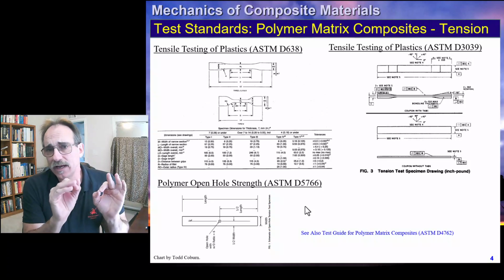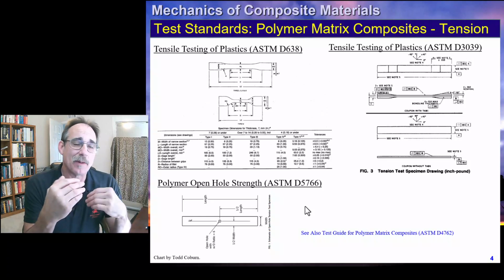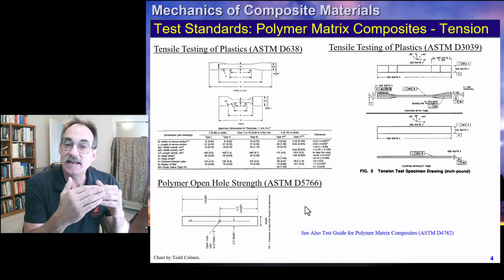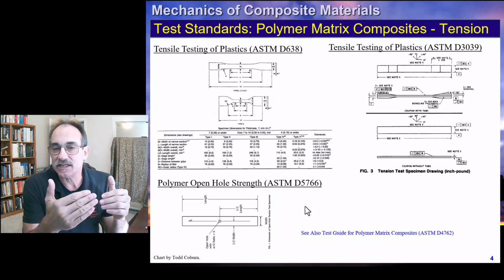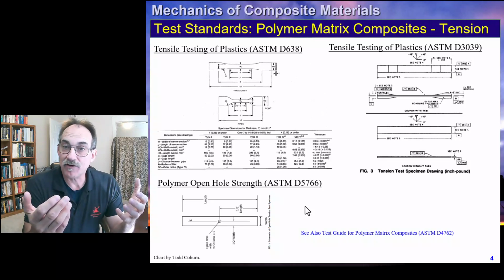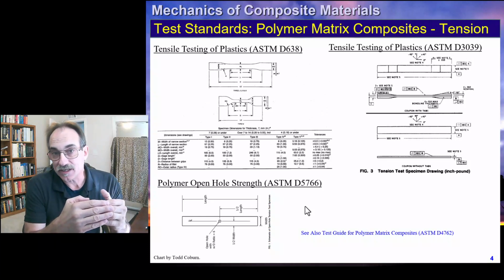The most important thing when you're testing is to evaluate something that's representative of your structure and that you can get enough samples to have a reasonable A and B basis allowable, so not so many that you're just spending money frivolously, but so that you get enough to get a nice A and B basis allowable.